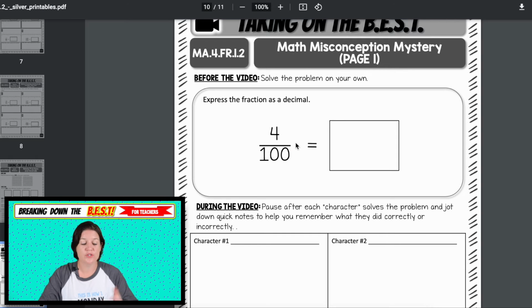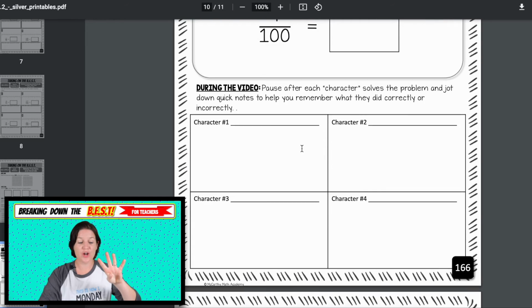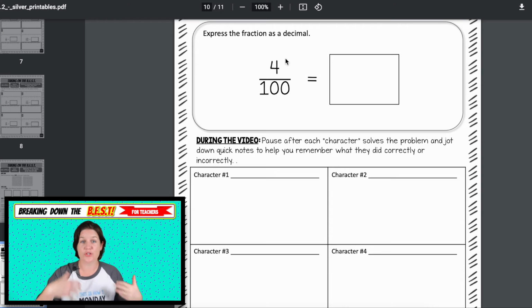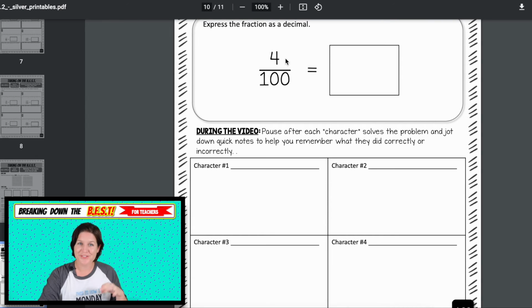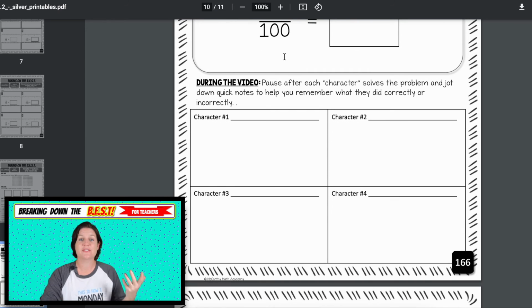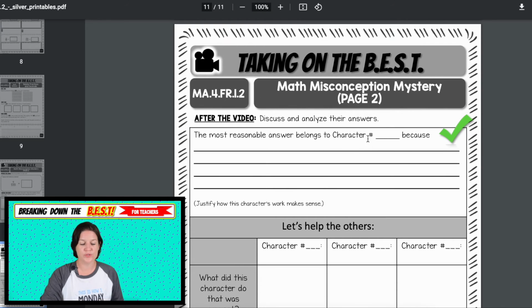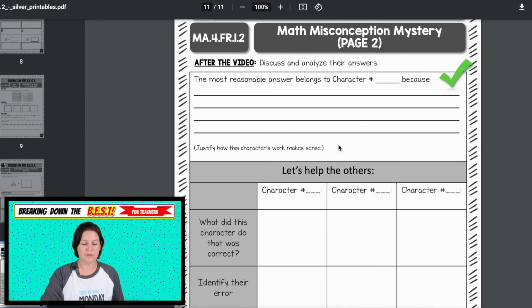So first, students will be instructed to solve this problem on their own or in a small group. After they solve it, they'll watch as 4 characters solve that same problem. Now, these characters are just me dressed up in silly costumes with silly accents. 3 of the characters will solve the problem incorrectly, making a mistake that students commonly make, hence the whole math misconception mystery. One of the characters solves it correctly, so students will have to discuss, decide, and justify who the correct answer belongs to, and fill out their detective report.